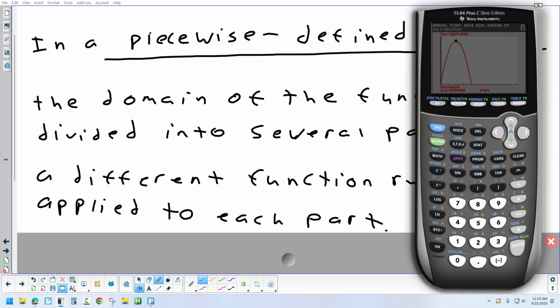Now, you might say, well, yeah, we've done that. There's two functions on the screen at the same time, like that. Yeah, but that's two different graphs. We're going to graph one picture using two formulas. Okay, so that's a little different. That's two formulas creating two pictures. We're going to do two formulas creating one picture.